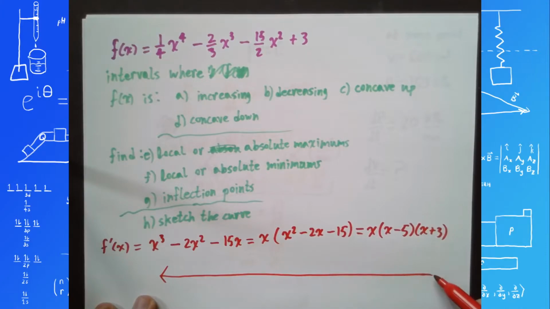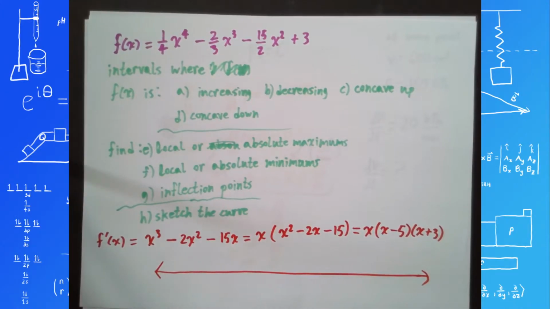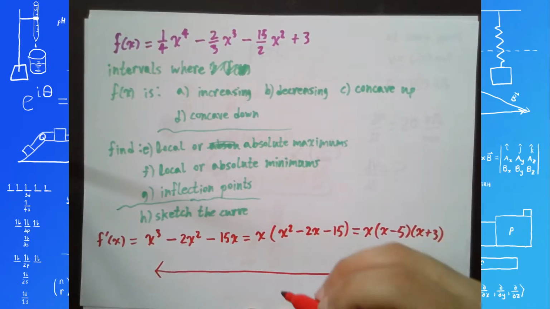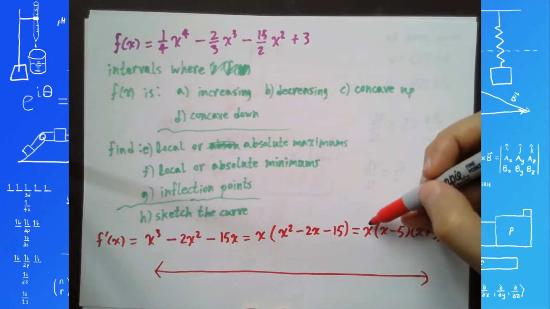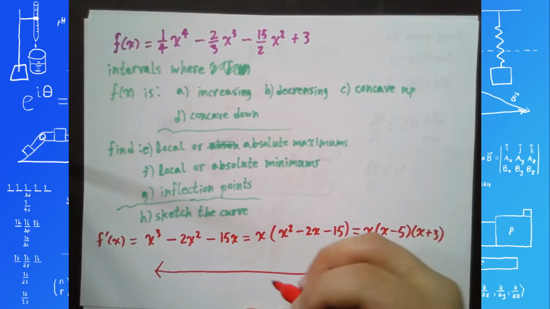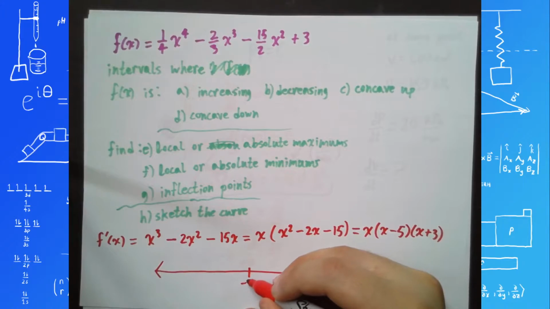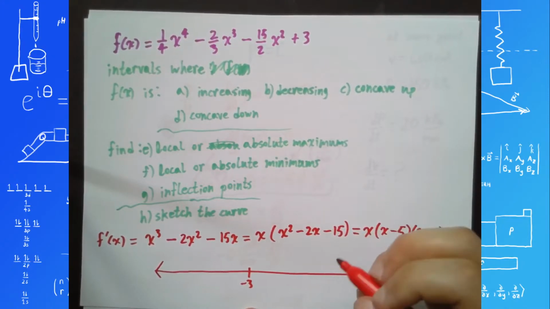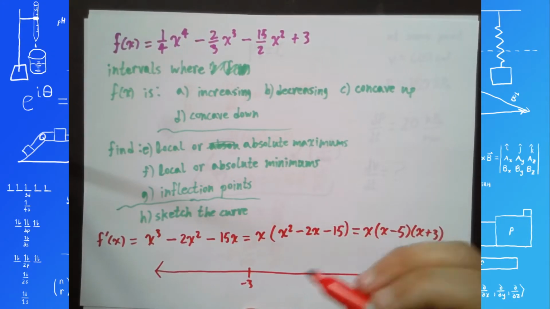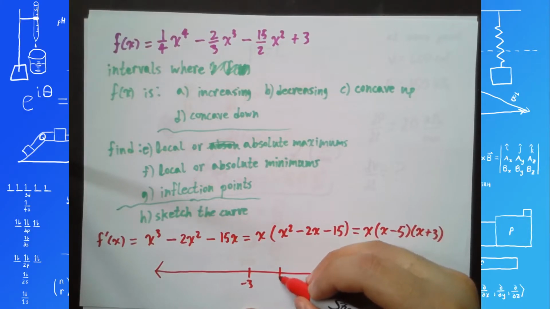So basically, for those of you who haven't seen this number line method before, what I do is I just create a number line and mark relevant points on the number line, specifically in this case where I know f prime of x is going to be 0. So where would that be? At 0, at 5, and at negative 3. So I'm going to mark negative 3. And I usually don't draw this to scale.